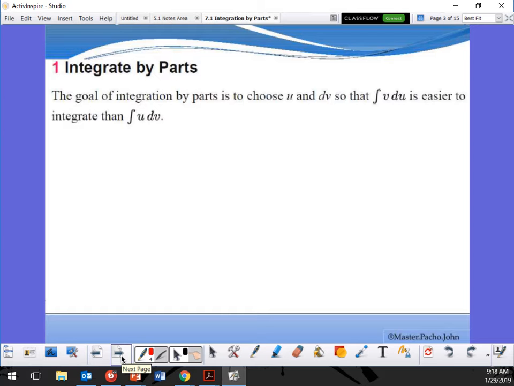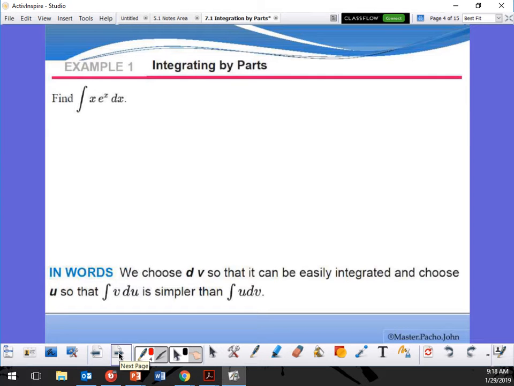Now, the goal of integration by parts is to choose u and dv so that the integration of v du is easier to integrate than the original integration of u dv. Which part of that is easier to integrate? This one should be easy. I'm trying not to be too bad on this.